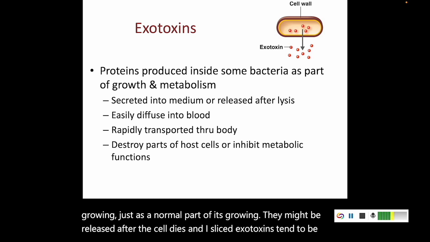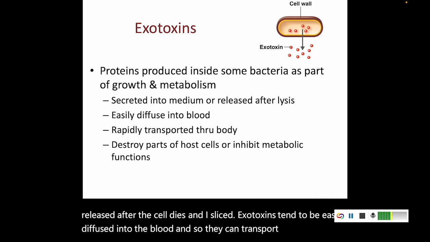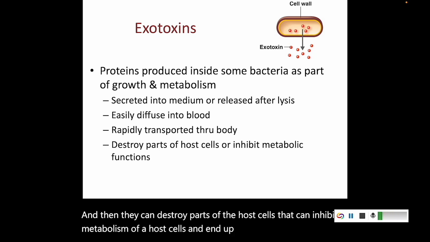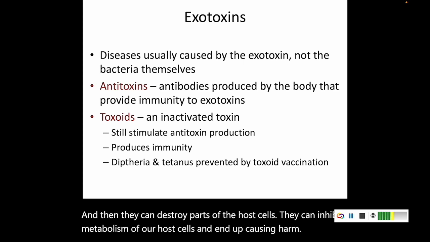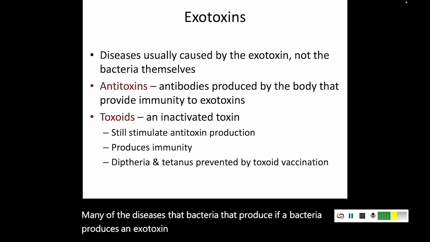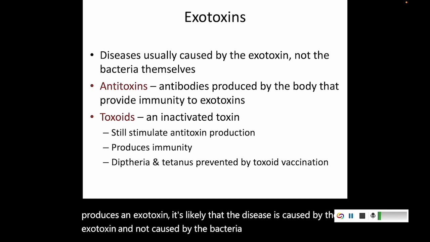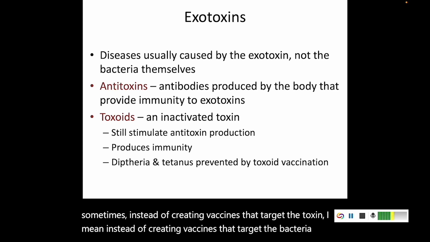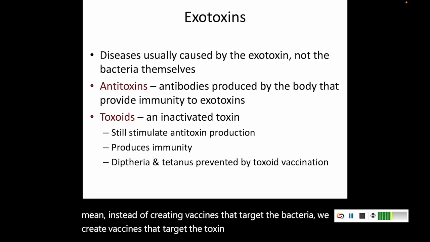Exotoxins tend to be easily diffused into the blood, and so they can transport through the body easily. And then they can destroy parts of the host cells. They can inhibit metabolism of our host cells and end up causing harm. If a bacteria produces an exotoxin, it's likely that the disease is caused by the exotoxin and not caused by the bacteria themselves. And so sometimes, instead of creating vaccines that target the bacteria, we create vaccines that target the toxin, because that's the dangerous part of this combination.